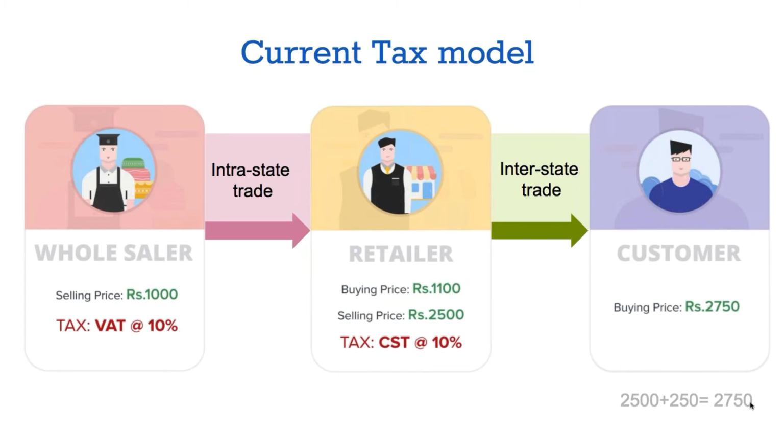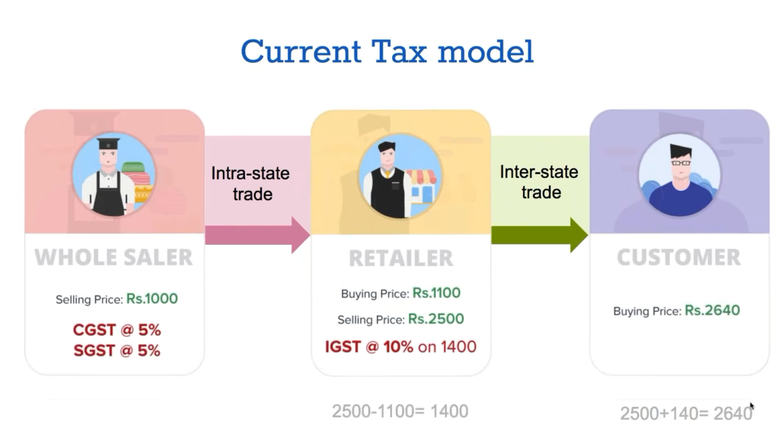In that case, for an interstate trade, CST would be applied, CST, octroi, and other taxes. So right now I'm just taking all of them together to be at 10%. And so the end customer or the shopkeeper in a different state is actually paying 2,500 plus 10% of it. So a total of 2,750 rupees to procure the product. So that's how the current tax model is going on. So as you can see, the supply chain is actually being carried out this way.